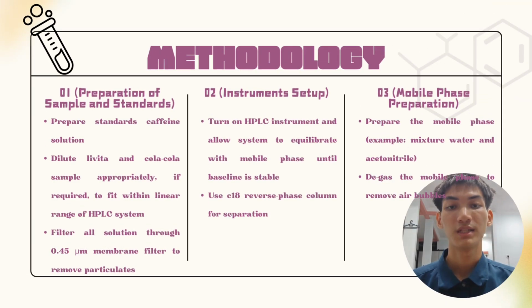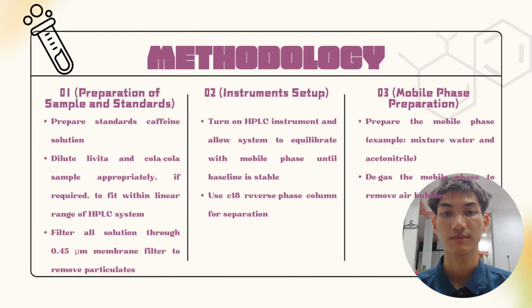We begin by preparing the sample and standards. We first make a caffeine standard solution and dilute the Levita and Coca-Cola samples if necessary to ensure they fit within the linear range of our HPLC system. To ensure accuracy, we filter all solutions through a 0.5 micrometer membrane filter to remove any particulates.